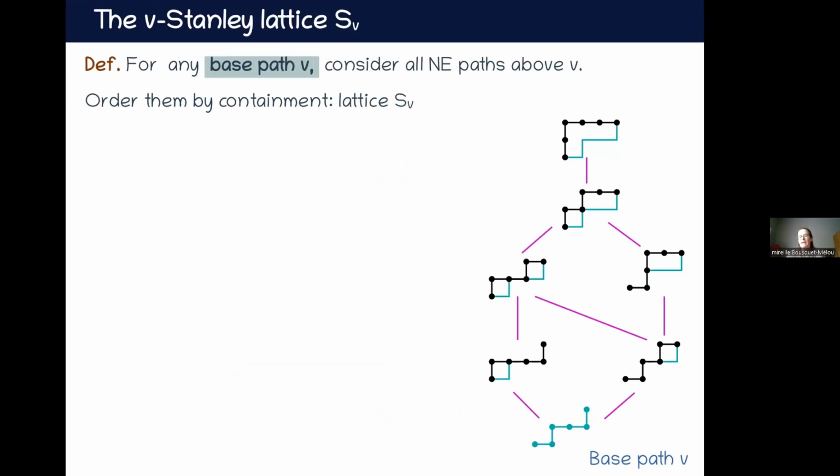But if instead of taking as a base path the stair, northeast, northeast, and so on, in fact, we can take any path, for instance, this one. Let's call it V. And then you can consider the set of paths that lie weakly above V and have the same endpoints. So in a sense, they are attached to the base path V. And you can again order them by containment. You get another piece of the Young lattice, and I call this lattice SV, like Stanley V.